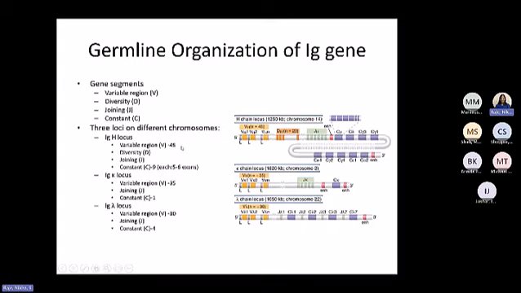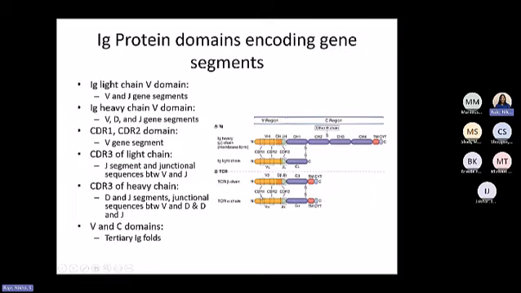So as you see, for each of these loci, there are multiple of each. So for variable region, there are about 45. For the heavy chain locus, diversity segments are 23, and so on and so forth. So similarly, for the light chain, there is a smaller number, but still those V segments are present.